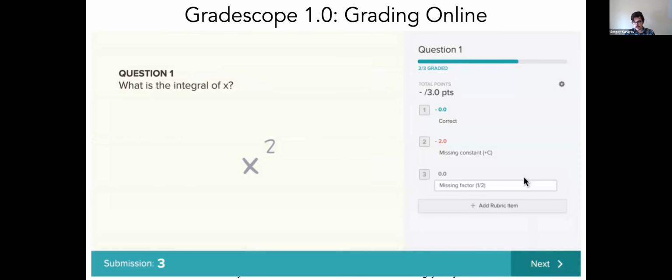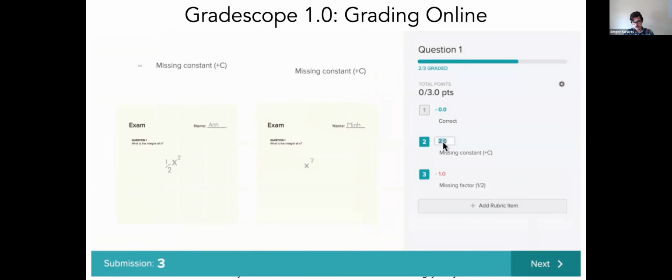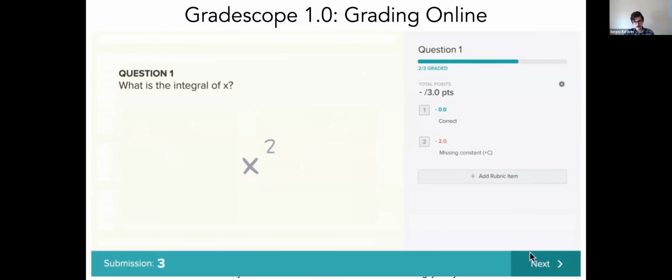As you read the answer on the left, if it's not already reflected in the rubric, you can add a rubric point. As you apply different rubric items, it grades the answer. And as you change the point value of a rubric item, it retroactively applies it to all of the answers that have been graded with that rubric item.